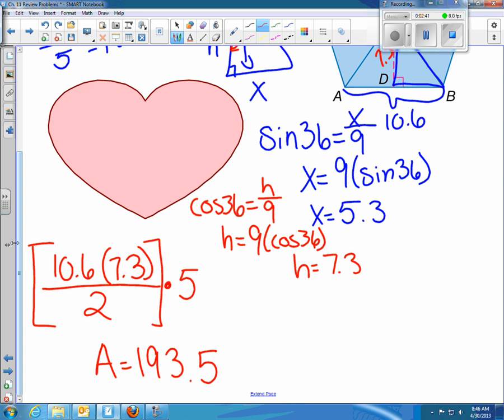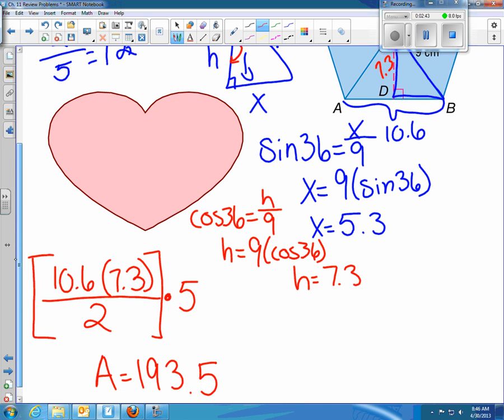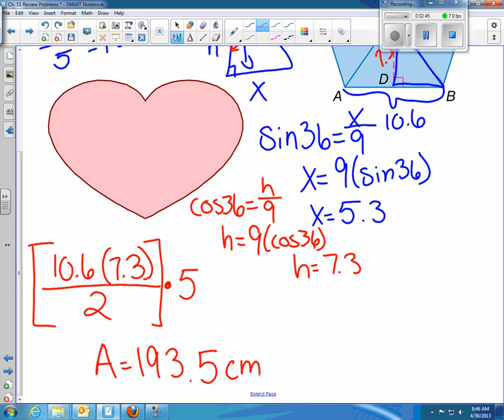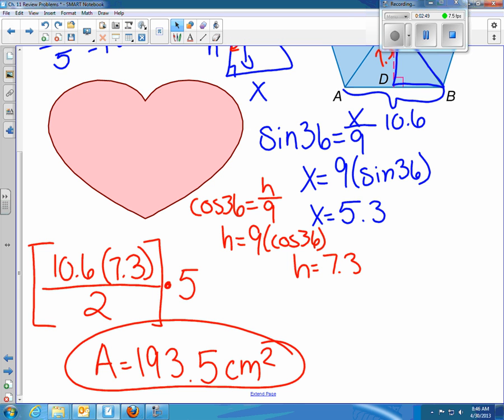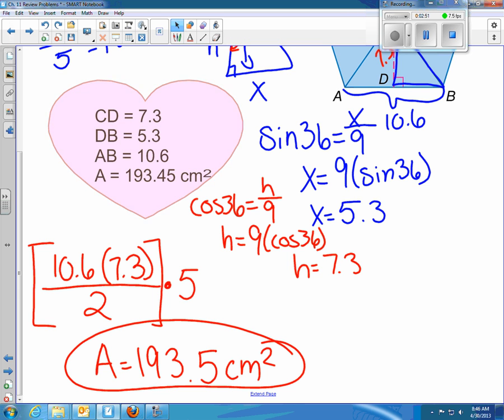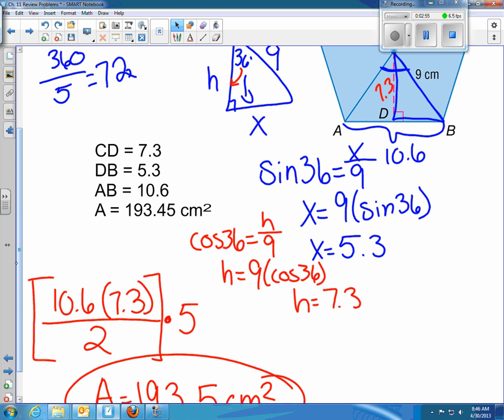And when we're looking at this, we have a label of centimeters squared with area. So let's go ahead and take a look here. CD is our height at 7.3. DB, which is half our base, is 5.3. So that makes our whole base 10.6, and that makes our area 193.45 or 193.5.